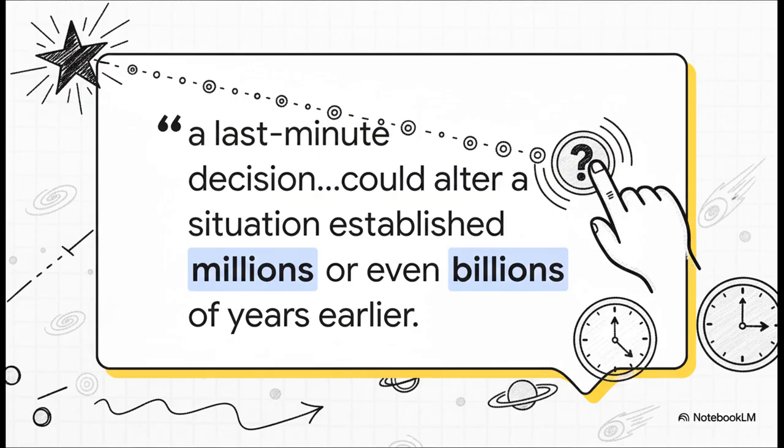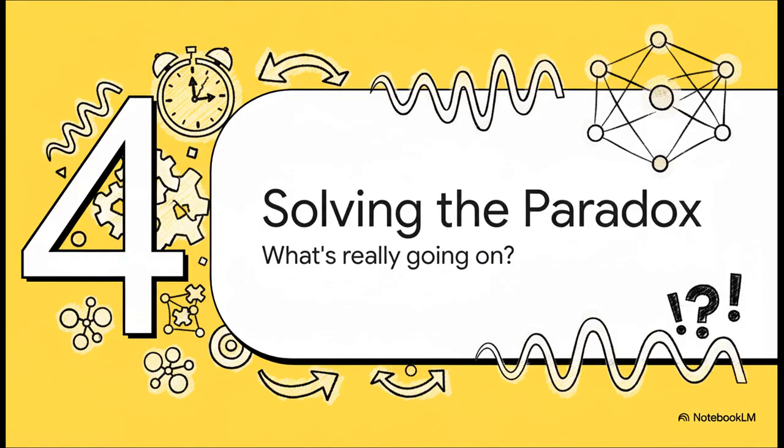The great physicist John Archibald Wheeler, who came up with this idea, put the implications perfectly. He imagined doing this with light from a distant quasar billions of light years away. A choice we make here on Earth now could seemingly alter how that photon behaved when it left that star billions of years ago. I mean, that sounds like science fiction. It sounds like we're literally rewriting history. So, is that what's happening? Are we actually breaking causality? Well, spoiler alert, no.